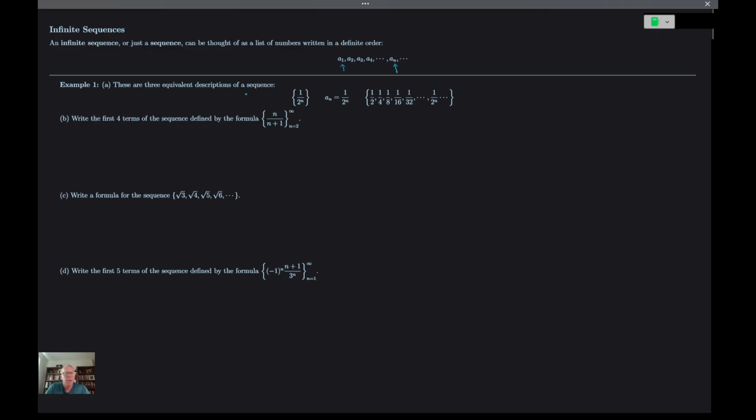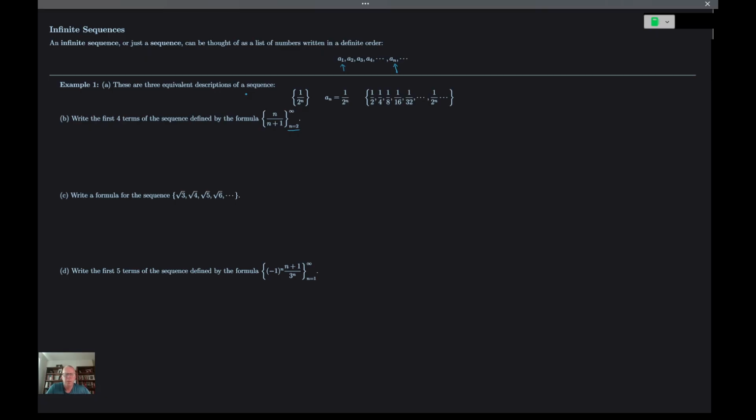Okay, so here, this first example, we're going to write the first 4 terms of the sequence defined by this formula. And now notice n starts with 2 here. Most of the time n will start with 1, but it doesn't have to. It could start with any positive number. So just always pay attention to that. See where you're starting and then go from there.